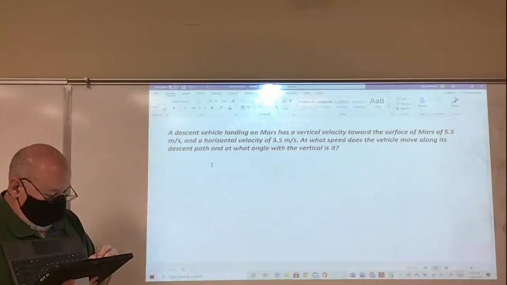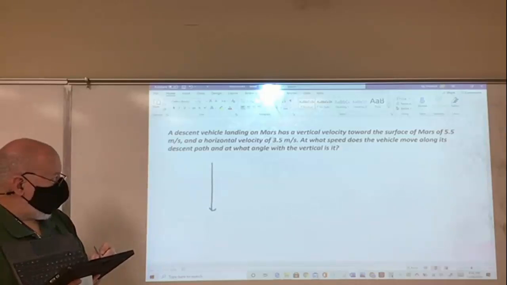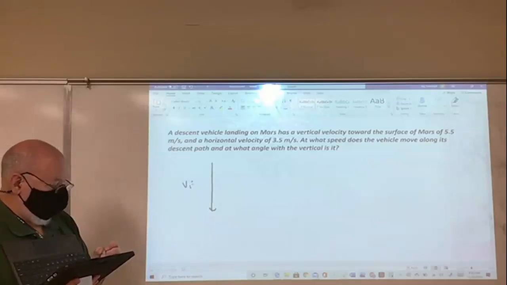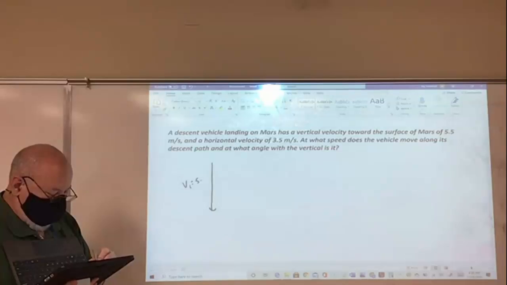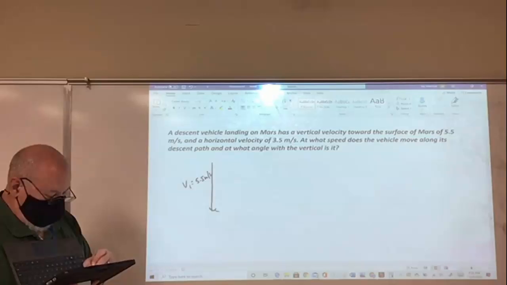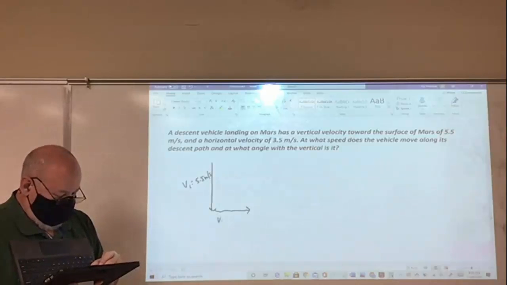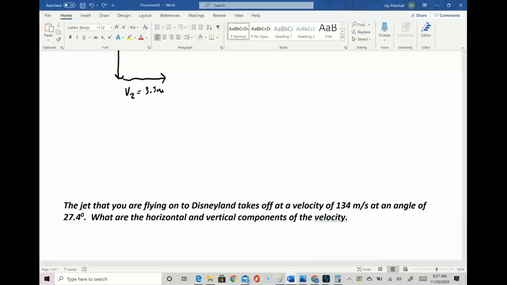You will say that you have one vector in the vertical direction towards the surface, and you're going to call that V1 or V whatever you want. You can call it VA or VX or something, or VY if you wanted to. But you need to label it and say that it's 5.5 meters per second. And then you need to have a second vector in the horizontal. V2 equals 3.5 meters per second.